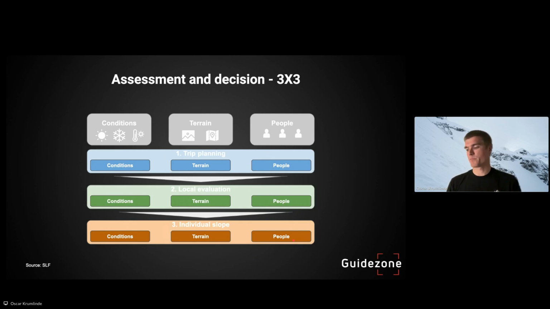And when I discuss this, it will feel very much like I start with conditions, move on to terrain, and then people. But all these 3 factors happen together, because you can't decide on the terrain if you don't know the people, if you don't know the conditions. So you go back and forth between them all the time, or they happen simultaneously.